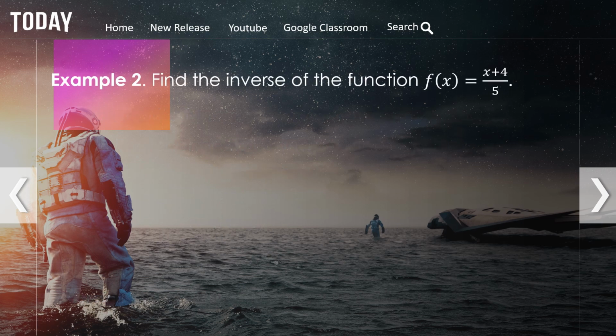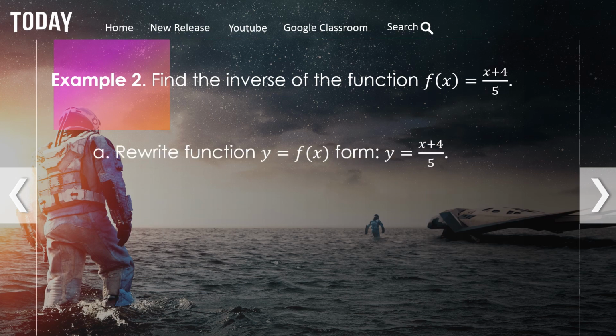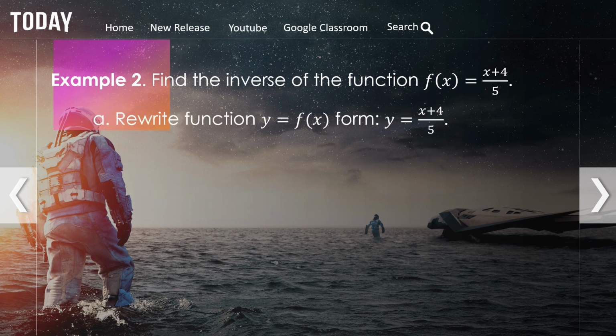Let us have example number 2. Find the inverse of the function f of x is equal to x plus 4 divided by 5. First step, rewrite the function in the form of y is equal to f of x. So from f of x is equal to x plus 4 over 5, it will become y is equal to x plus 4 over 5.